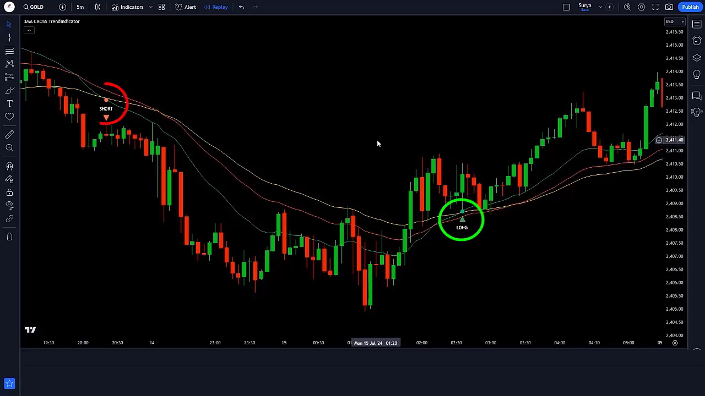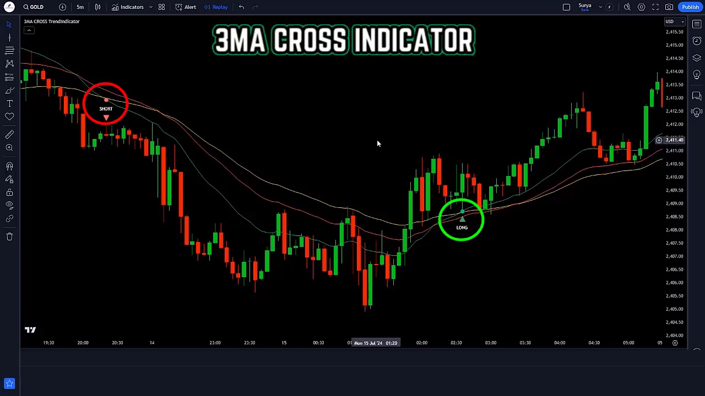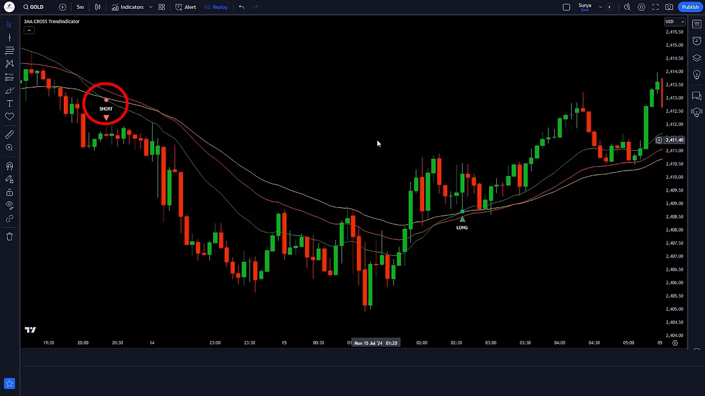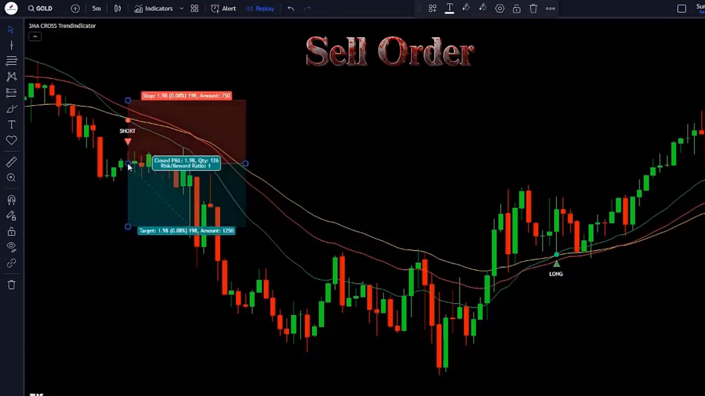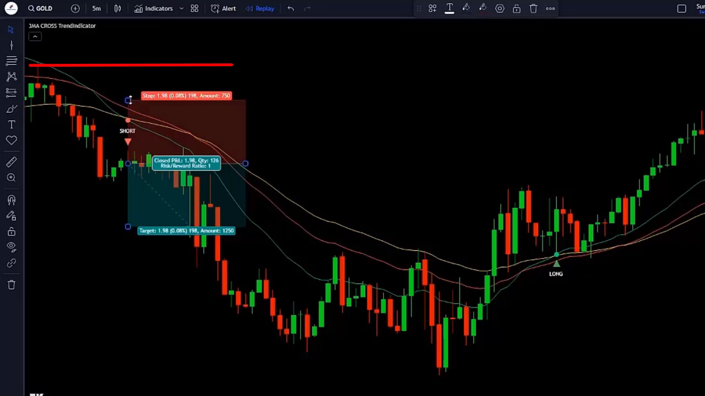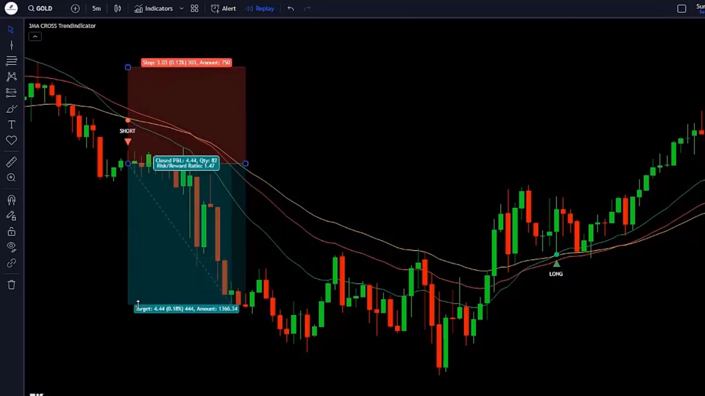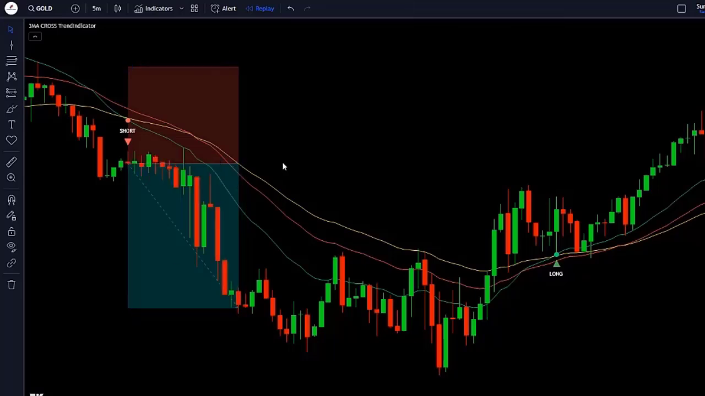These green and red arrows are called 3MA cross indicators. When the 3MA cross indicator gives us a sell signal, when the market forms a bearish candle, we will take a sell order. Our stop loss is to be placed at the previous high of the market. And the risk to reward ratio will be 1 to 1.5.